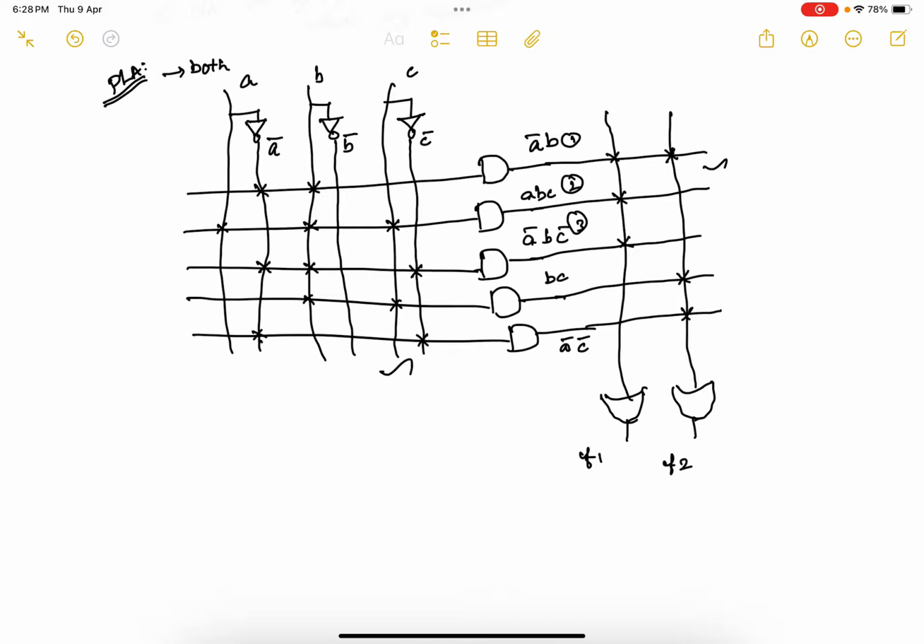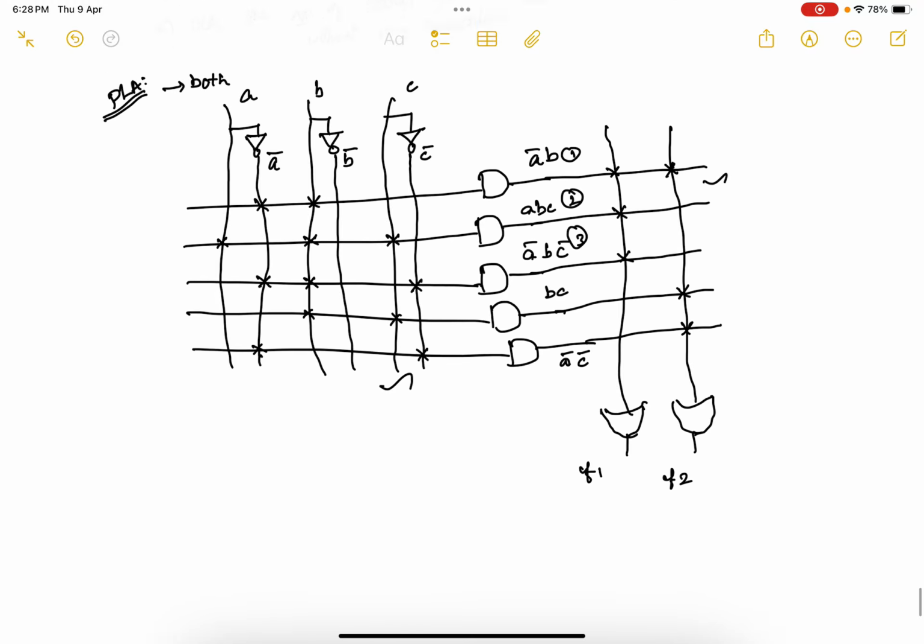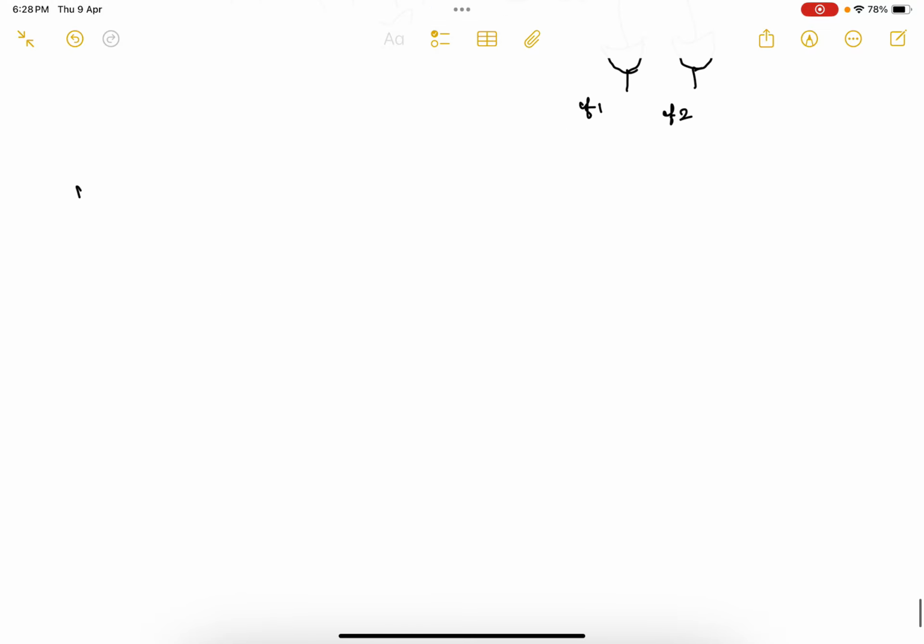What is the next part? That is how to implement the same thing using PAL, that is programmable array logic. So programmable array logic, what is the difference? Both are one and the same. In the programmable logic array, both your AND gate and OR gate are programmable. But in the programmable array logic, only your AND gate is programmable, whereas your OR gate is fixed.